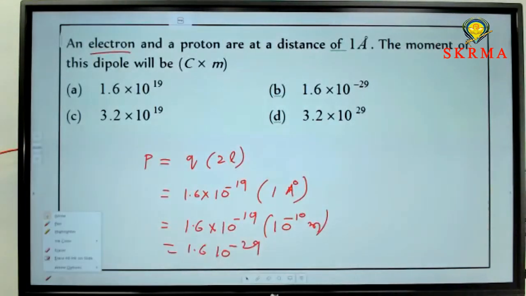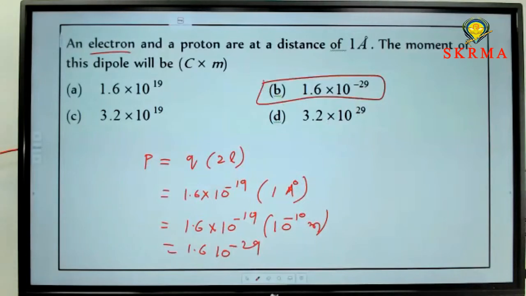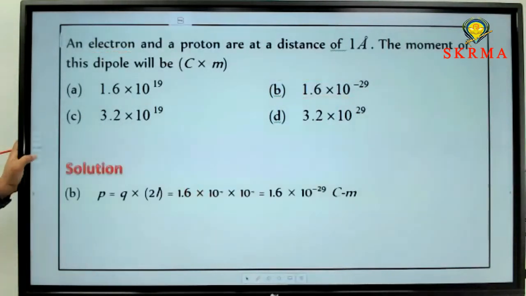What is the correct answer? Option B. Option B is the correct answer. Direct substitution. Next, let's go to the next one.